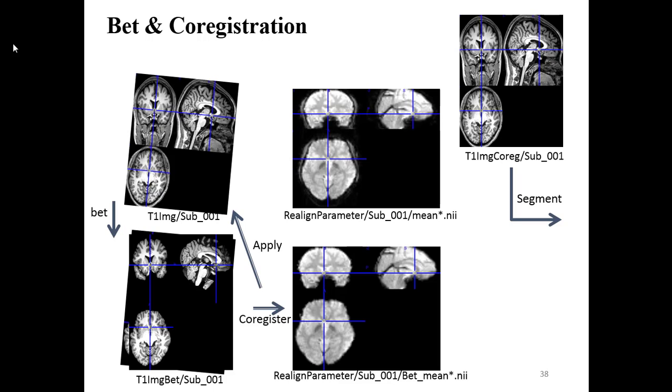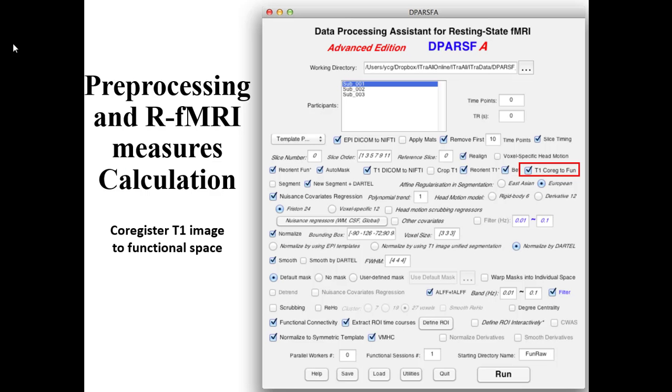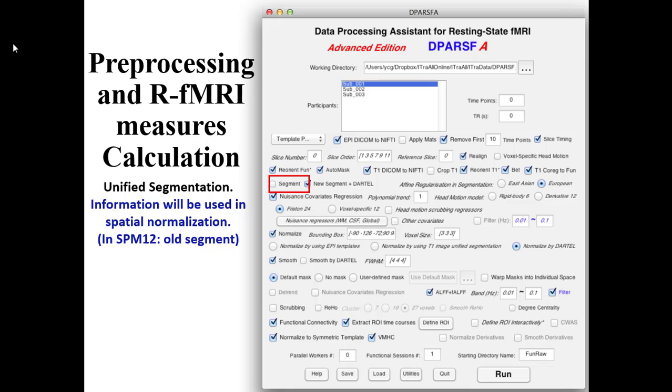So this is in DPARSFA, we do that, we can do better correlation. And here, this is T1 coregister to functional. So what we have discussed, coregister the T1 data to the functional space. And after that, we can do segmentation on the T1 data.